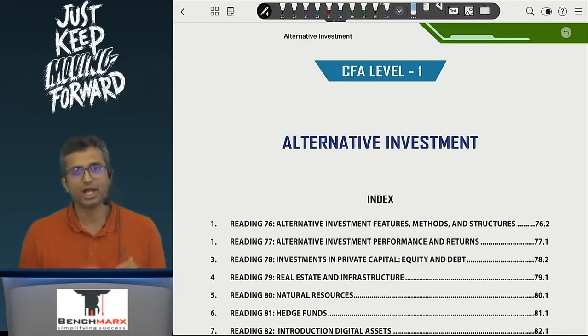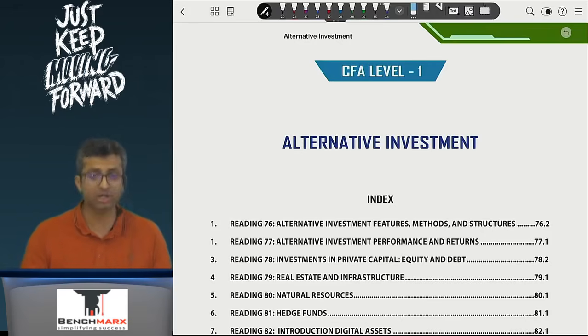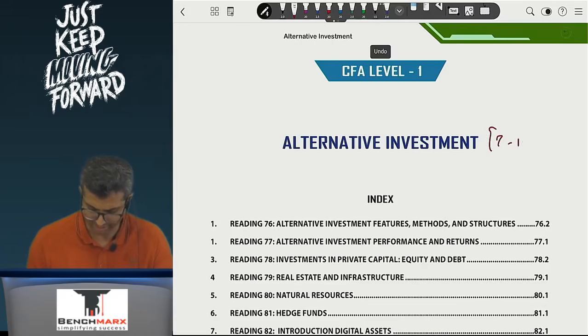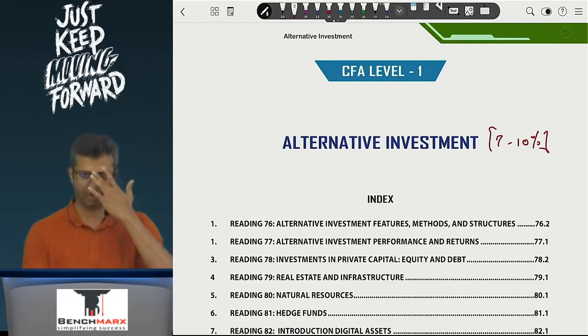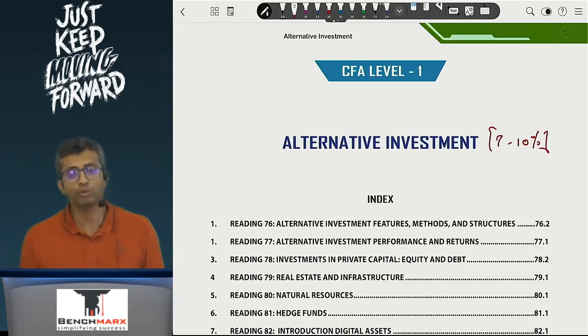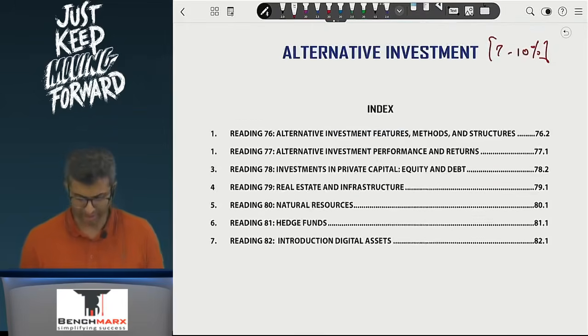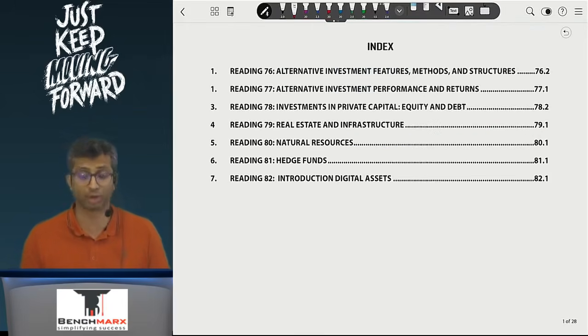In today's video, we are going to do a quick-fire but complete revision of CFA Level 1 alternative investments in the shortest possible time, along with the important questions of the numerical areas. Alternative investments appear in Session 2 and carry approximately 7 to 10% weightage. In the 2021 exams, there would be around 14 to 18 MCQs. There are close to 7 readings, and we'll do a quick revision for all of them and also cover some important questions. So let us get started.